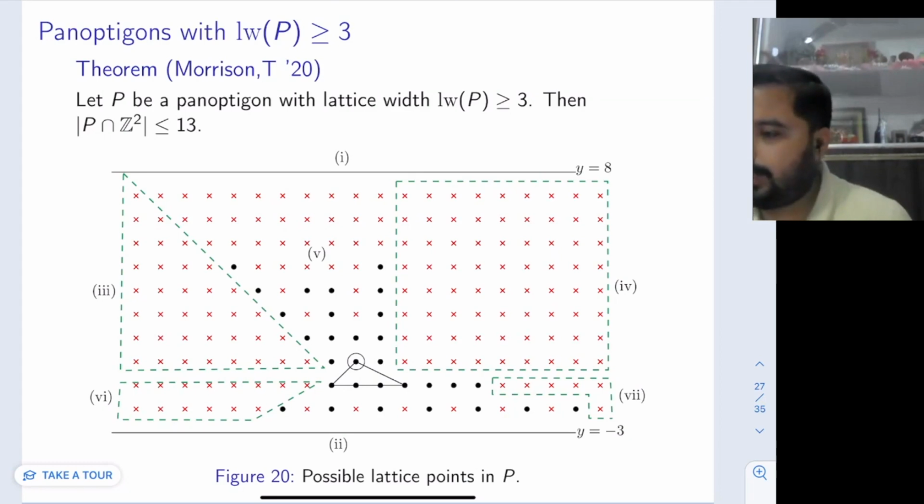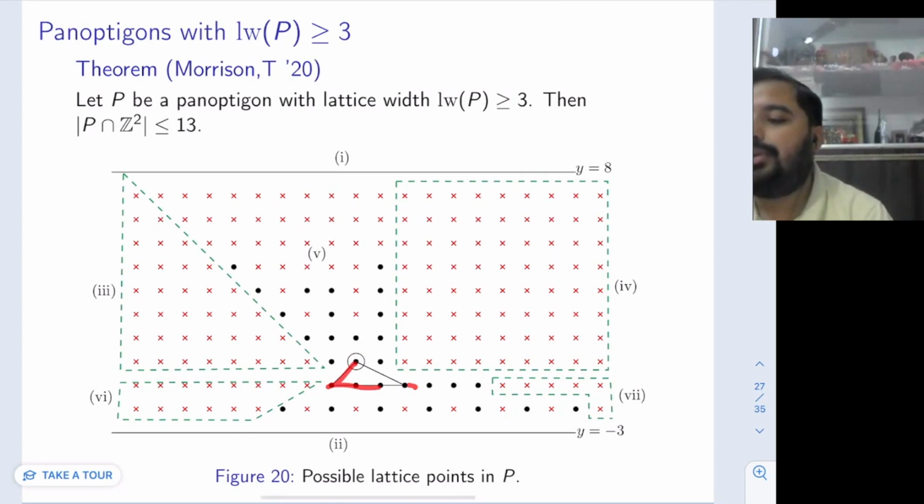So the first result is that if you have a panoptigon with lattice width at least 3, then the number of interior lattice points is bounded above by 13. So you can only have 13 lattice points. The idea for the proof is very hands-on, meaning you stand at the origin. This is the origin, and you assume that this is your panoptigon point, and there is an implicit lattice diameter condition which we fix as 3 for this case. So you have the longest lattice line segment here, and we fix it at this point.